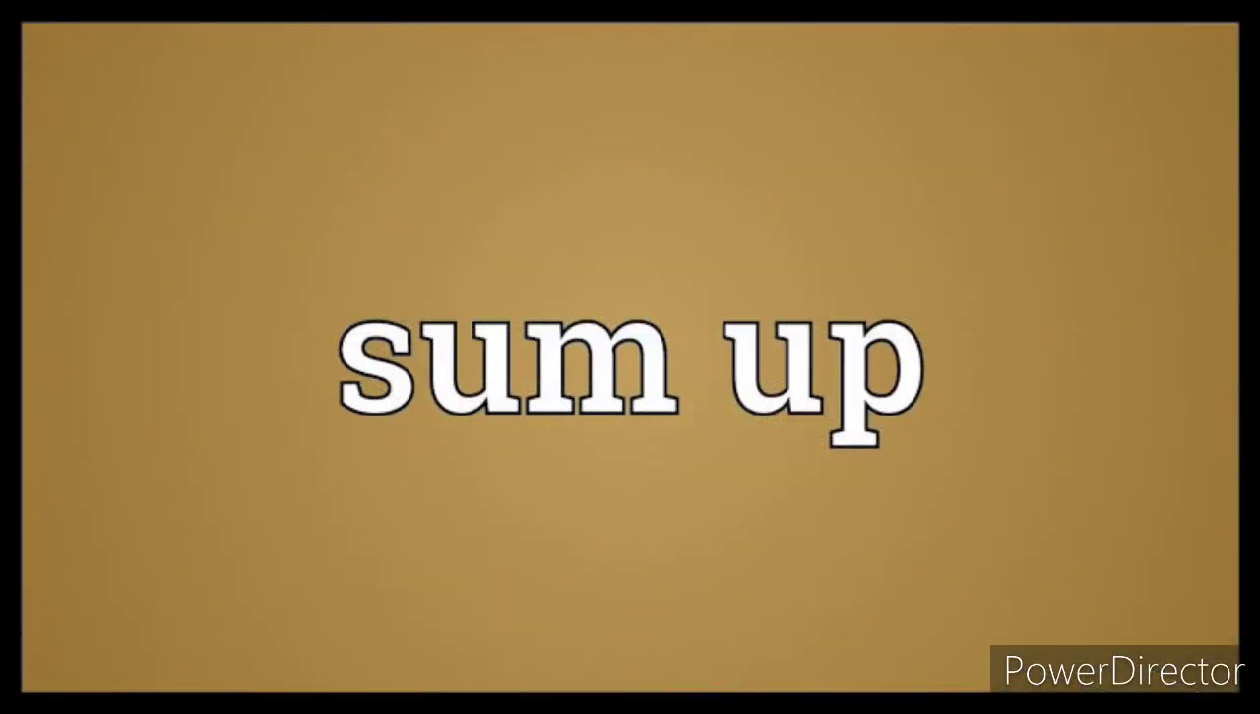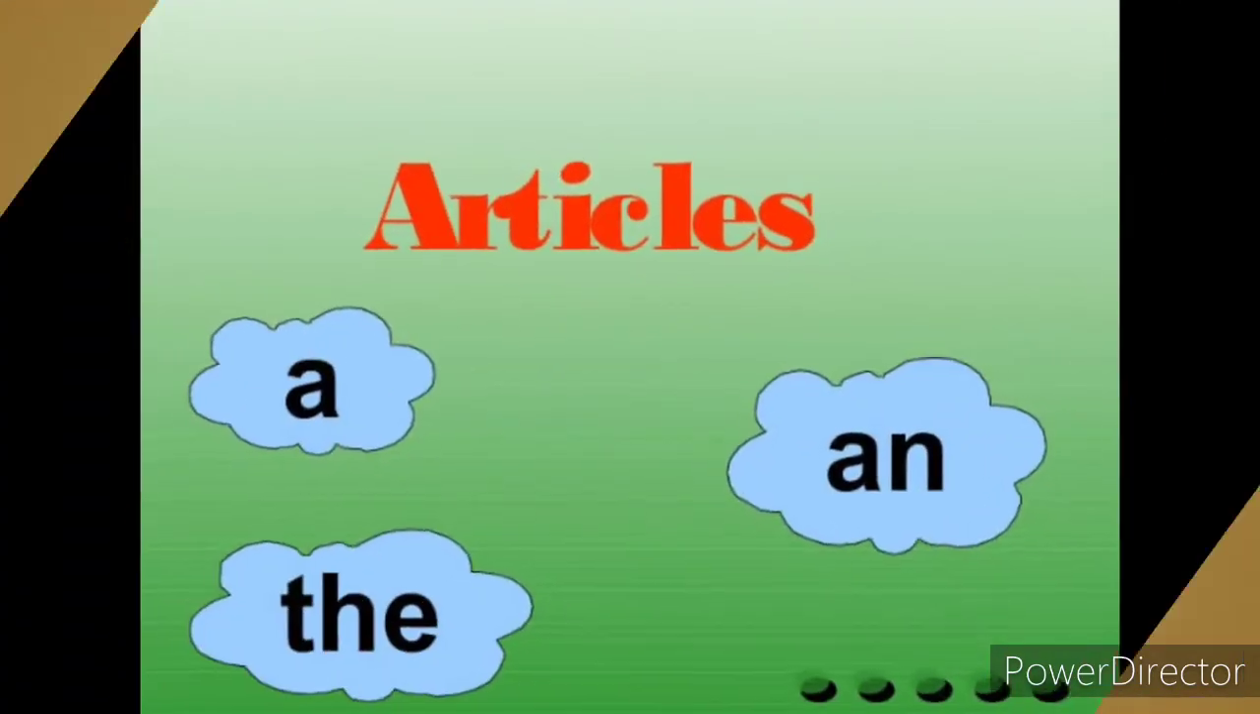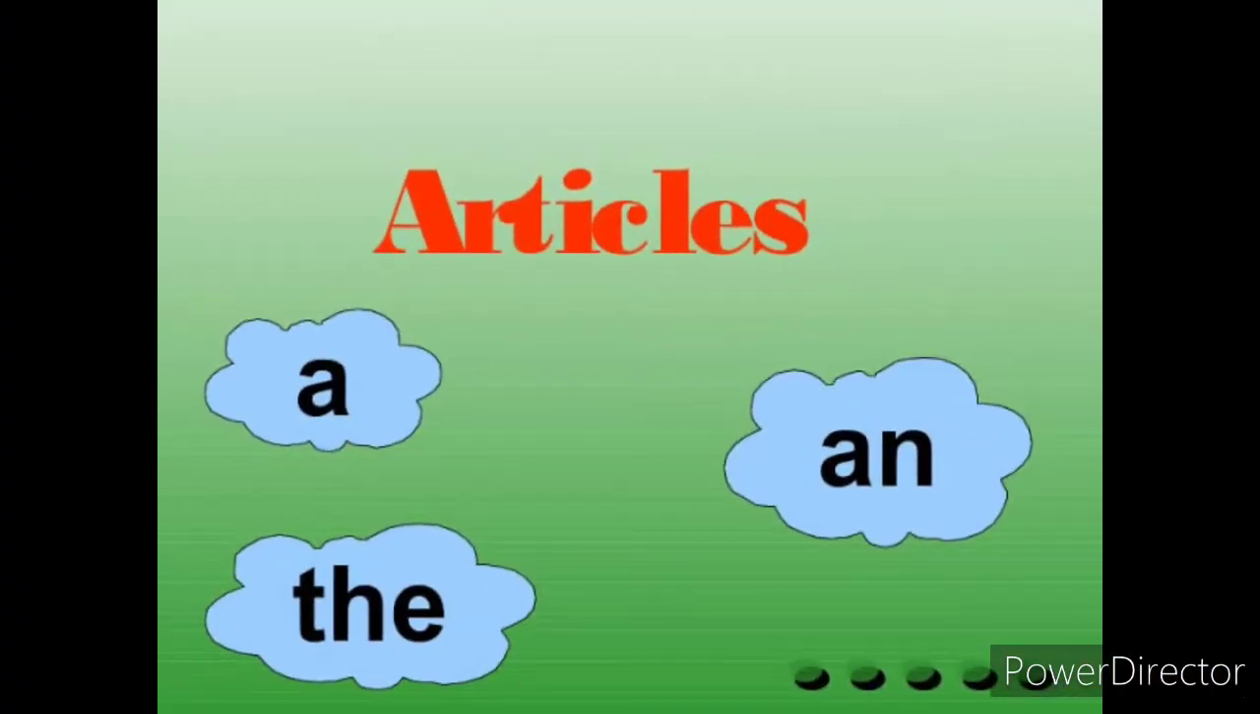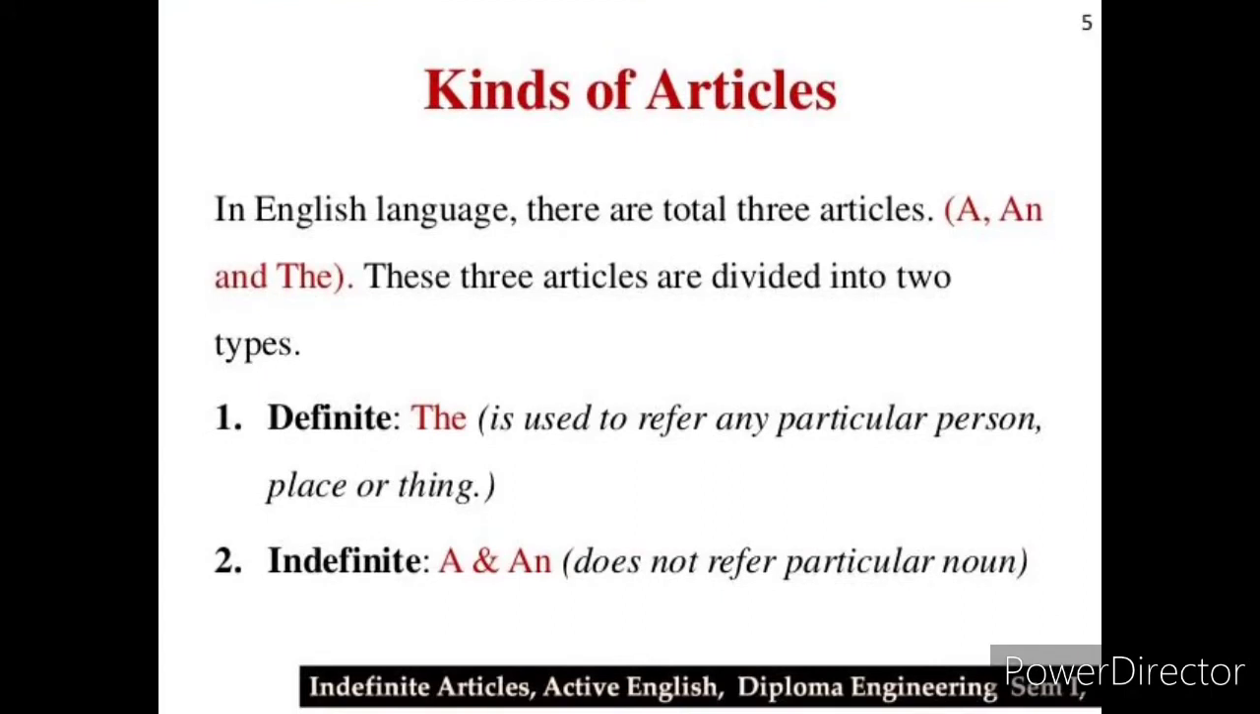Children, let's have a sum up of the grammar topic articles now. There are totally 3 articles in English. They are a, an, and the. Children, now let's see the kinds of articles in English. Look at here, kinds of articles. In the English language, there are totally 3 articles. As I told you, a, an, and the. These 3 articles are divided into 2 types. That is, definite article and indefinite article.